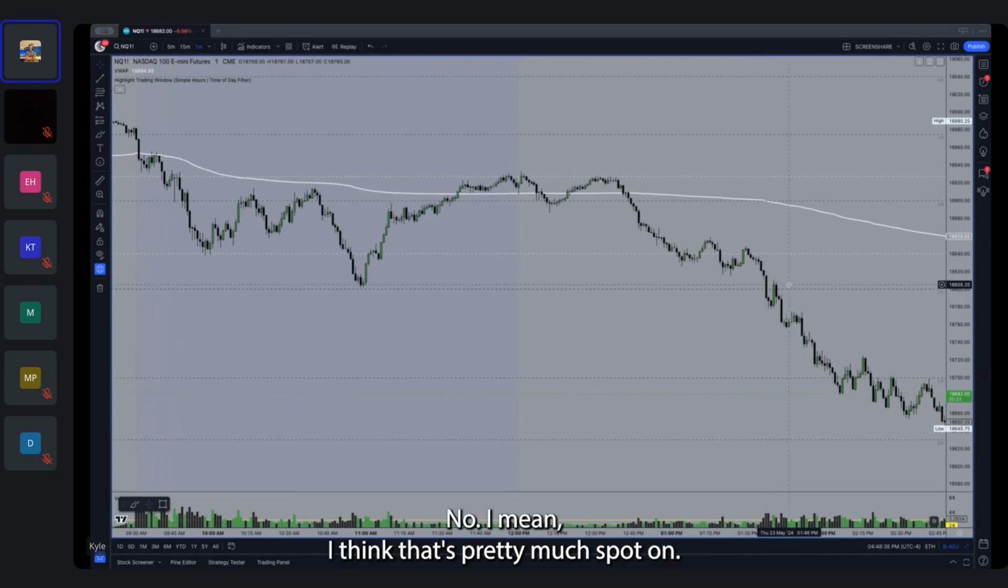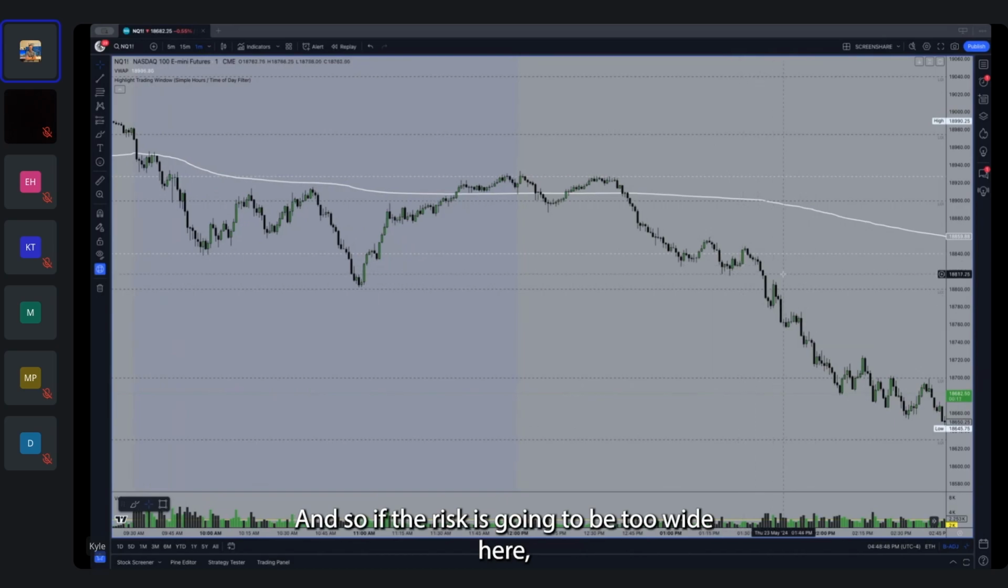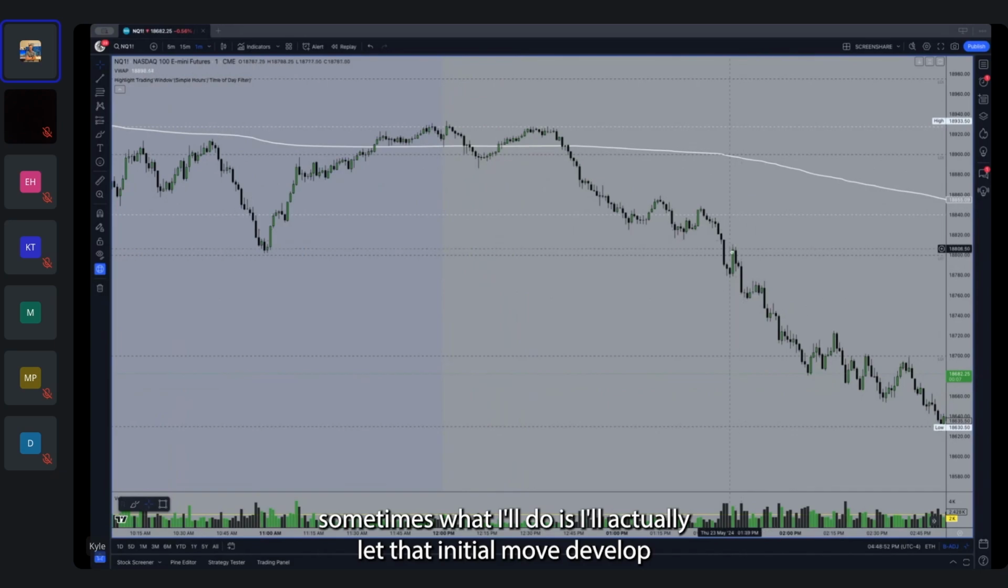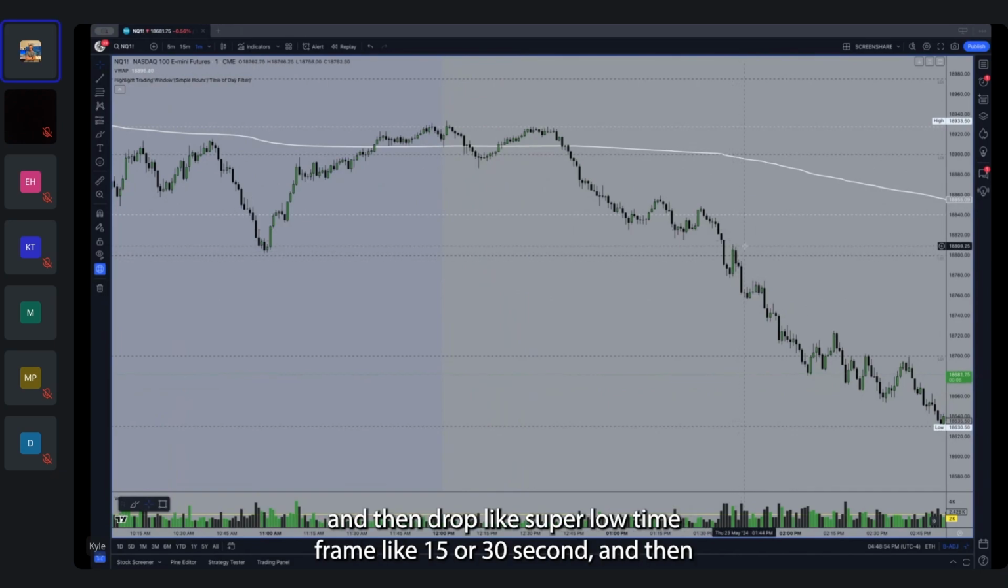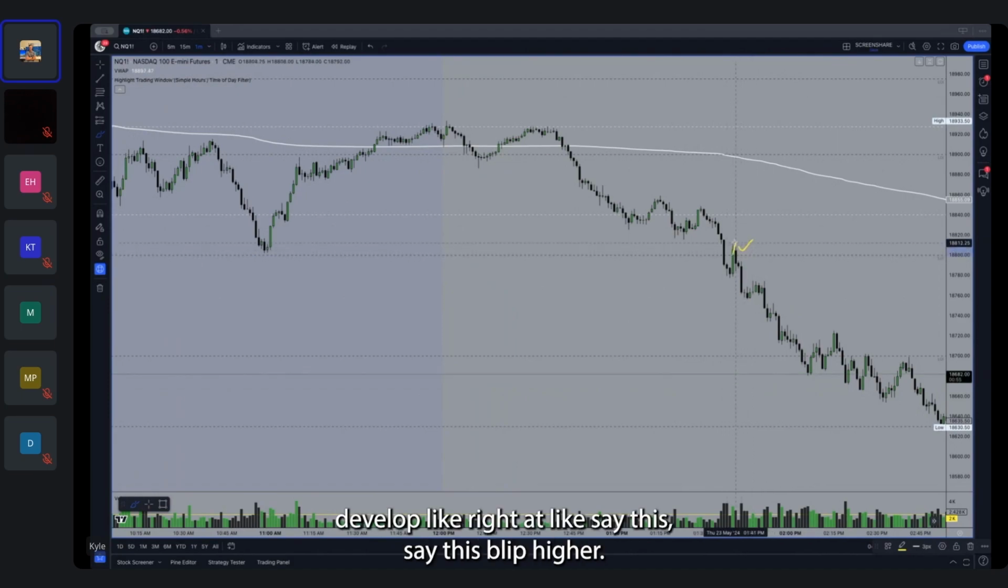No, I mean, I think that's pretty much spot on. The challenge with some of these is that we really have to look at the width of the risk point. And so if the risk is going to be too wide here, sometimes what I'll do is I'll actually let that initial move develop and then drop to a super low time frame, like 15 or 30 second, and then let a little higher low develop, like say this blipped higher, right?